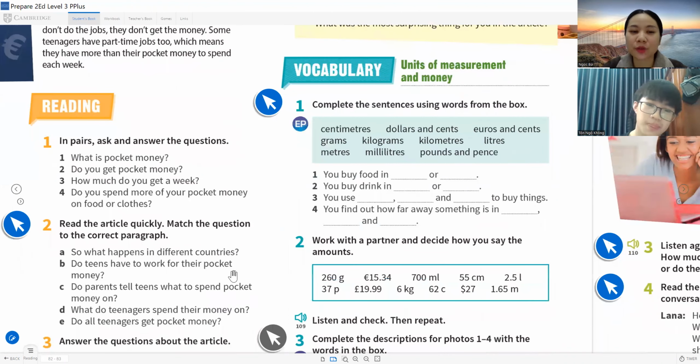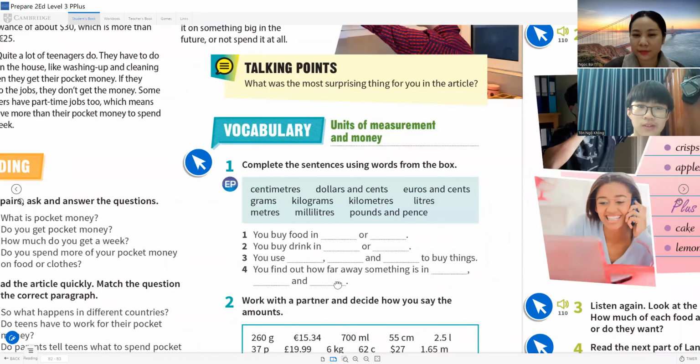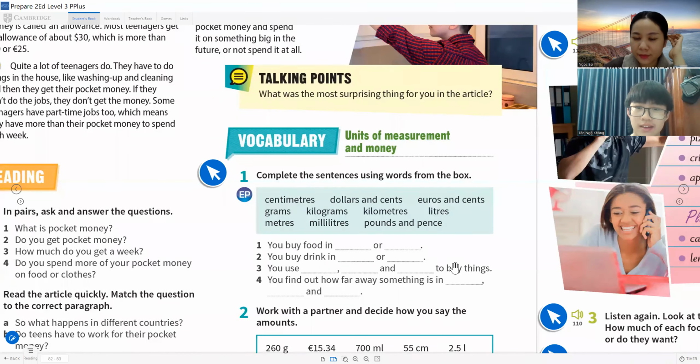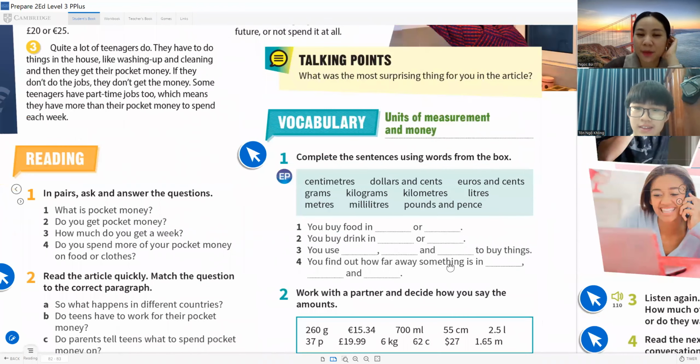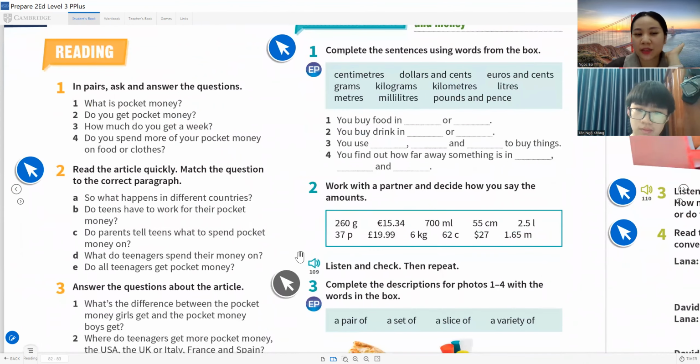Yes. Okay, so do you spend most of your pocket money on food? Yes, I often spend on food, and sometimes I spend it on clothes or something I buy online. Shopping online, yeah, shopping a lot. Okay, good. Okay, so next question.